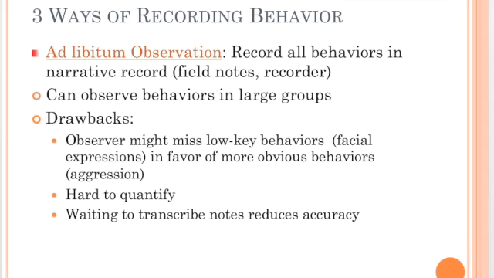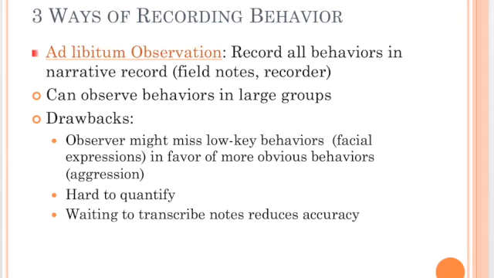There are 3 ways that we can record behavior, and we're going to talk about those because it will probably help you to decide what you're going to do for your final project if you decide to do behavioral observation. So the first one is what's called an ad libitum observation. In an ad libitum observation, you record all the behaviors in field notes or in an audio or video recorder. So you just try to observe everything.